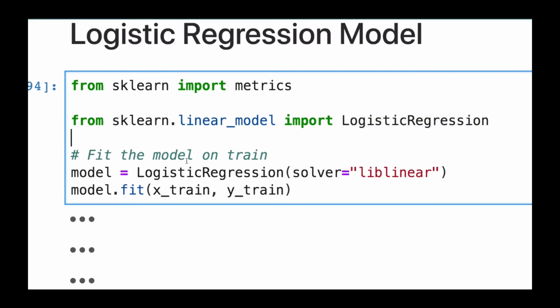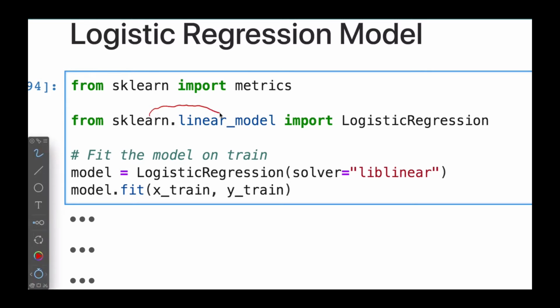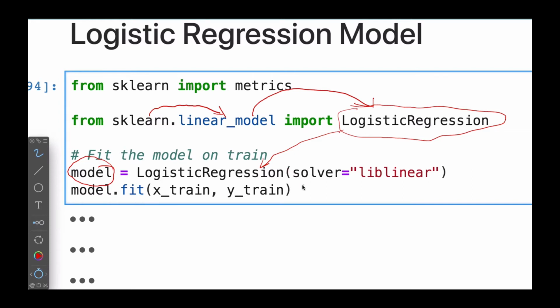So what we are doing over here is from sklearn, we want the linear model, and from this linear model we want the logistic regression. That is basically what is going to happen over here. And then after we've imported our logistic regression model, we will initialize it and store it in a variable named model.